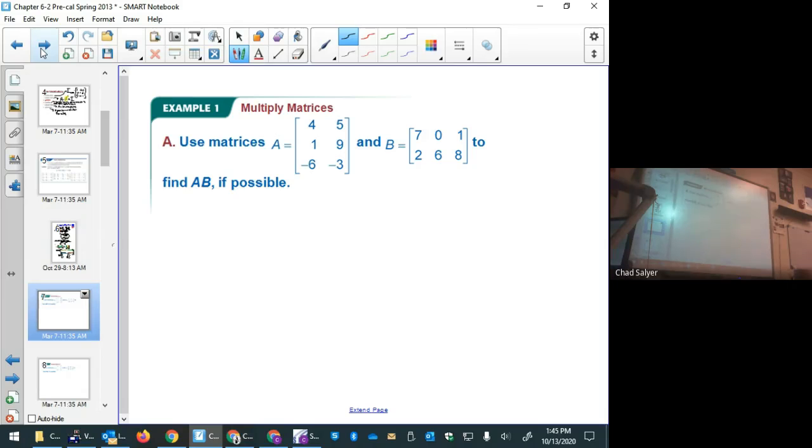So we've got, this is 3 by 2, 2 by 3. The product is defined, it will be a 3 by 2. Row, first element, first row, first column. It's 4 times 7 plus 1. Next one. This one.